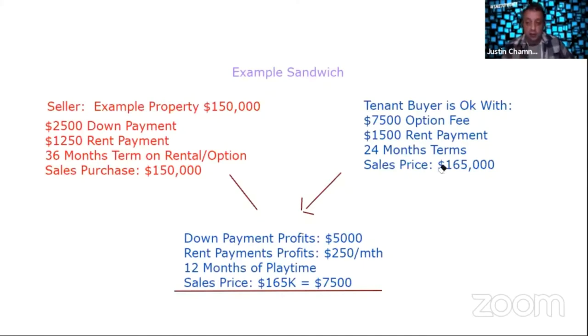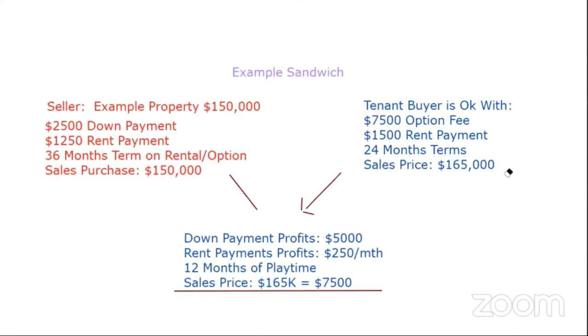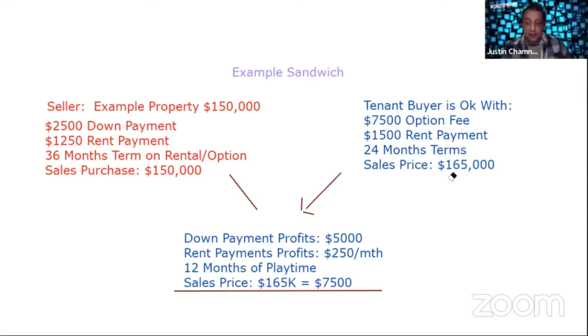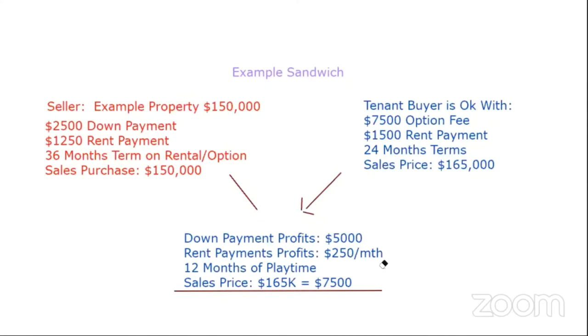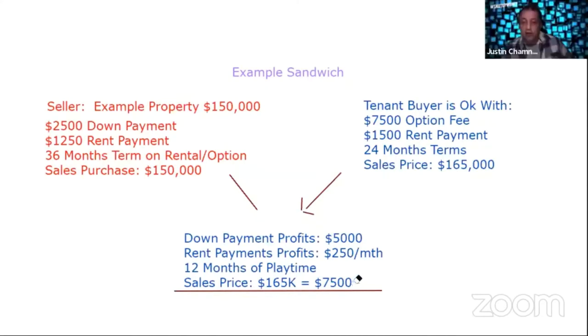So, in other words, they buy it from me for $165,000. If they put $5,000 or $7,500 into my pocket, then I will subtract that $7,500 off of this $165,000. That's how I do it. So if you subtract $7,500 from $165,000, you get $157,500. So there's still $7,500 worth of equity there that we can grab when they do buy.